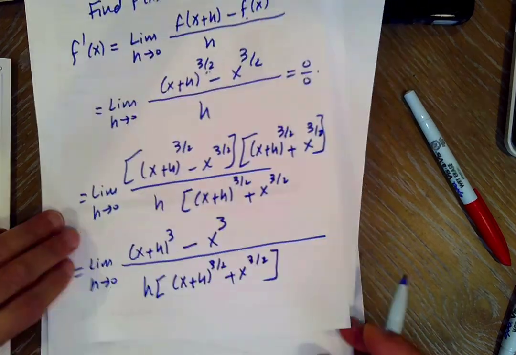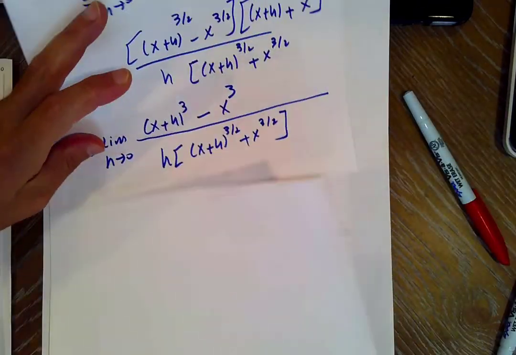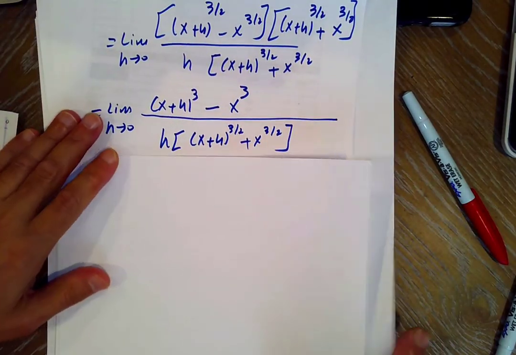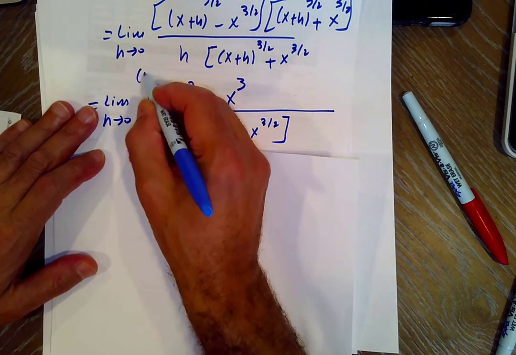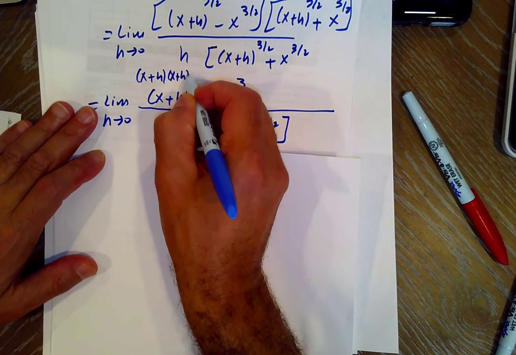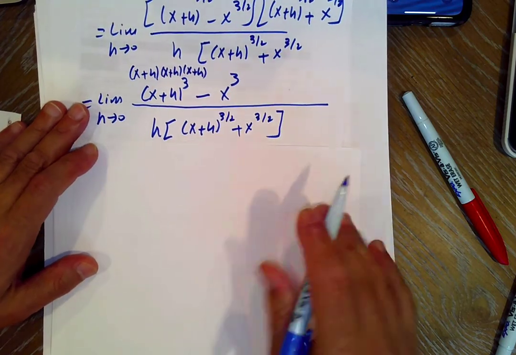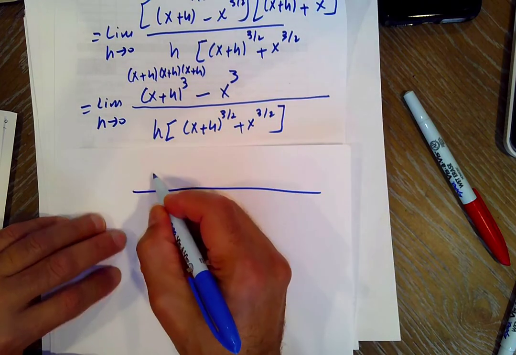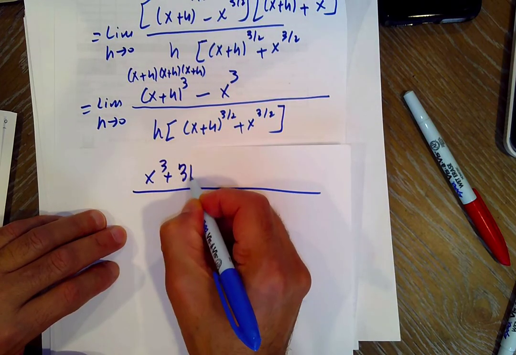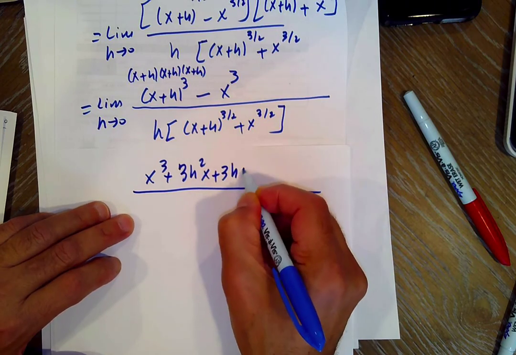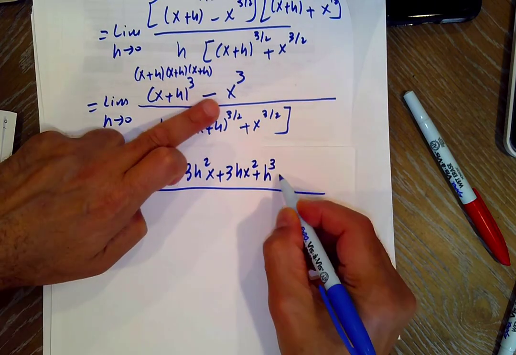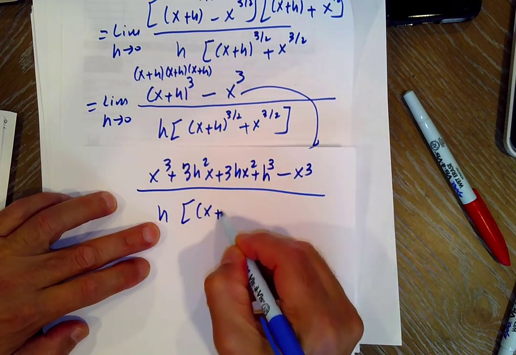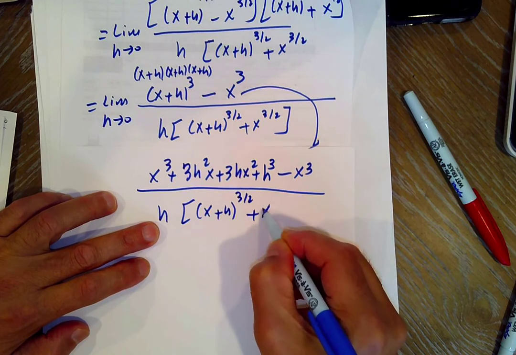So now we can do this in two ways. We can do the difference of two cubes, or we can just work it out like do x plus h, x plus h, x plus h, or do the binomial theorem, okay? So anyway, however you do it, you're gonna get x cubed plus 3h squared x plus 3hx squared plus h cubed. And then bring this guy down, minus x cubed, all over that. You can see some of these are not easy.